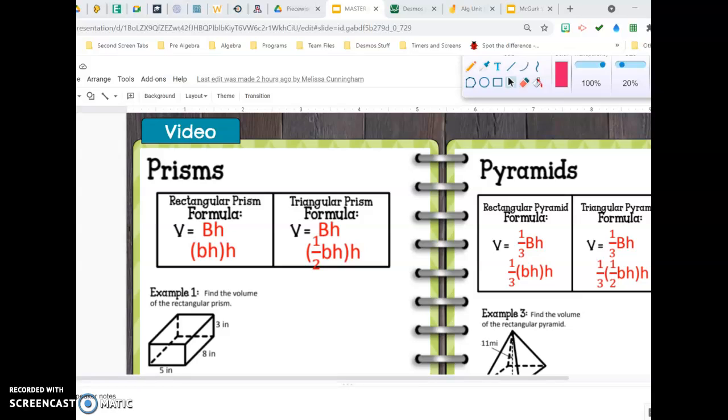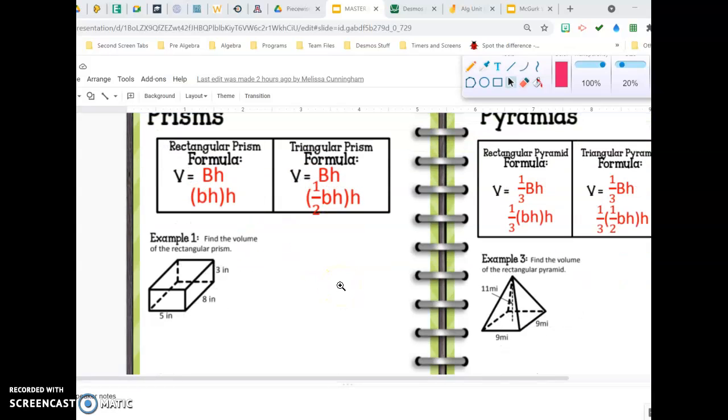Hello, today we are going to review some volume and learn some new volume formulas for some new figures. All right, you should be familiar with volume of prisms. We have cubes or rectangular prisms, and then we also have triangular prisms.